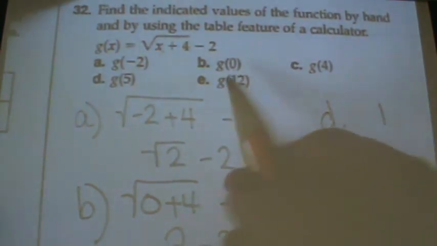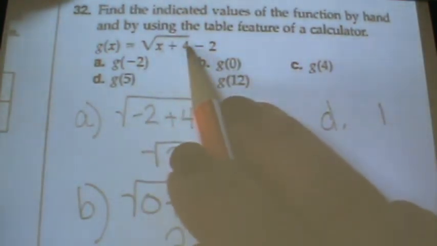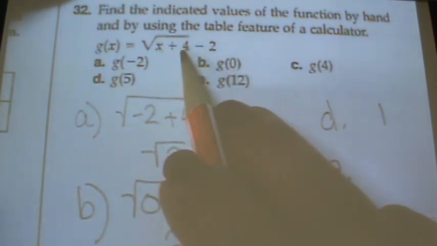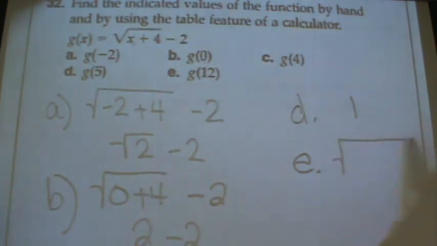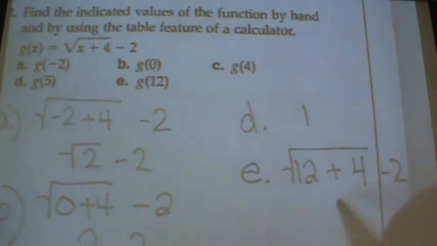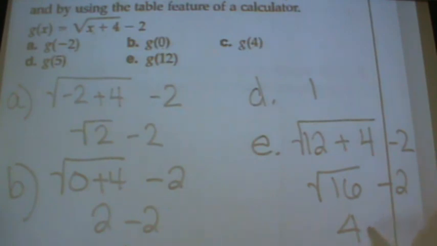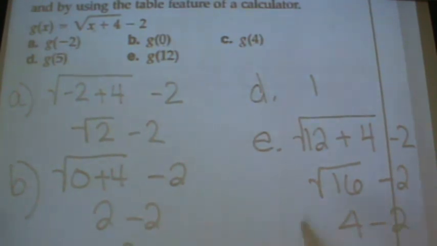And for E, 12. 12 plus 4 is 16, the square root of 16 is 4, 4 minus 2, and I'll write that out for you. So we have 12 plus 4, which is the square root of 16. 4 minus 2 is 2. So the answer to E is 2.